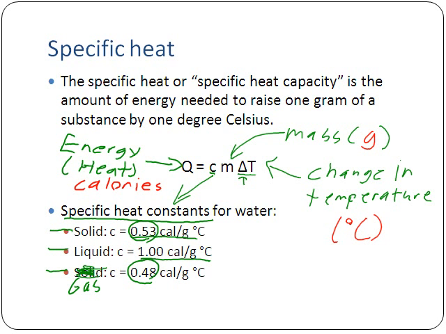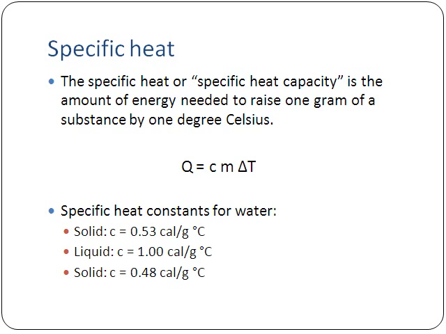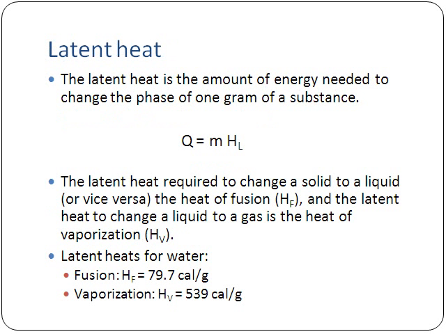And so these are the 4 parts of your specific heat calculation: Q equals C m delta T, where Q is energy, or heat, measured in calories. C is the specific heat constant. M is the mass in grams, and delta T is the change in temperature in degrees Celsius. So let's take a look at going a little farther with this. The next thing we'll talk about is latent heat.